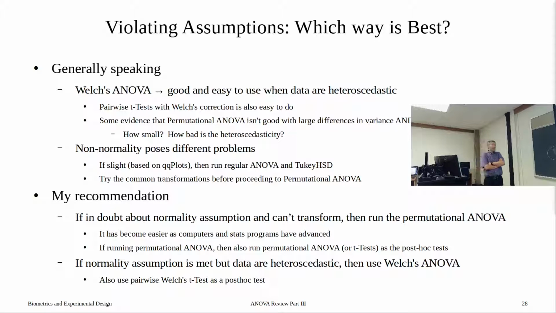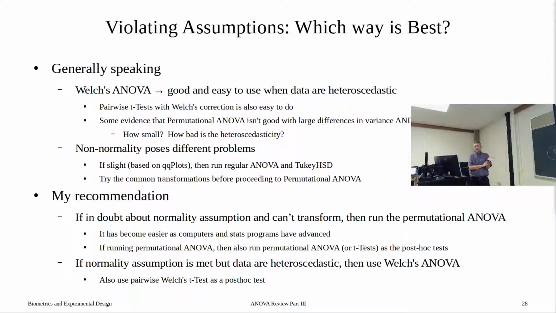If you get a significant difference, then you just go ahead and use pairwise t-tests with Welch's adjustment. I say this is preferred because there is some evidence that permutational Anova isn't really good when you have large differences in variances and small sample sizes, which is possible, especially when you do field work.